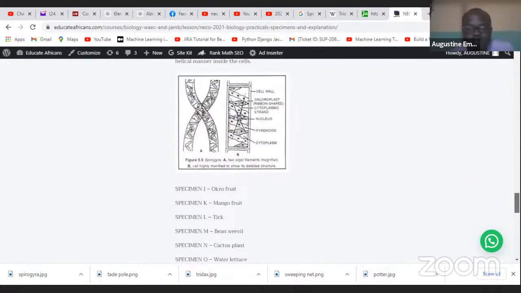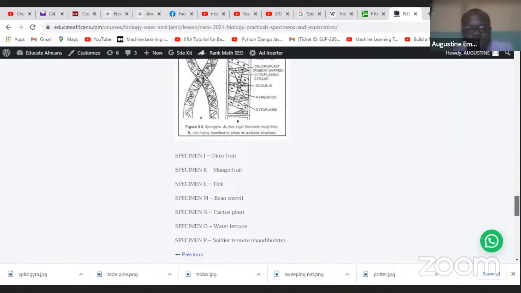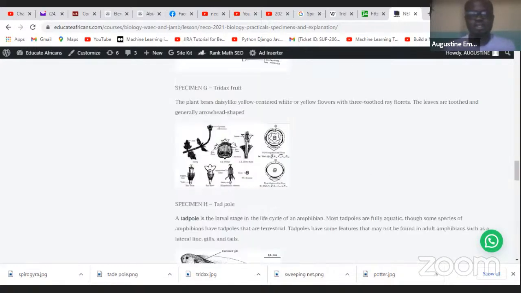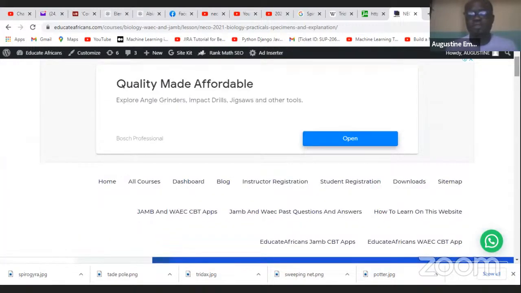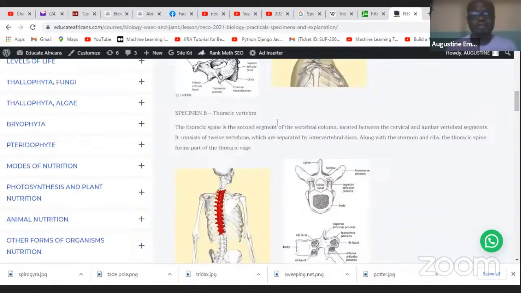I hope you know what okra fruit is. The mango fruit, a bean weevil, cactus plant, water lettuce, and soja termite. In the next class we are going to be having tomorrow on Monday, for these other specimens, I'm going to also put together their drawing and explain to you what they are. Then we'll also get to know more about the functions of these various parts of the skeleton.